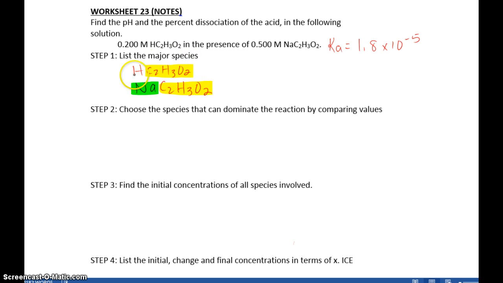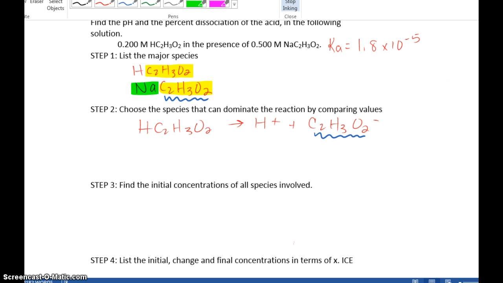So choose the species that can dominate. Well, we only have one acid. This isn't an acid, so we're going to have our regular HC2H3O2 becoming H plus and C2H3O2 minus. But notice that here I have this anion, and here I have that ion. And so we're going to see how this plays out in this problem.